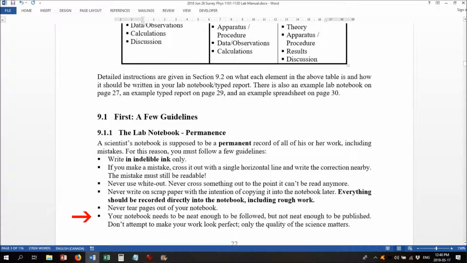So no scrap pieces of paper, put it directly in the book first, and then recopy it if you want to. And just so you know, messy is fine for your lab book. It's okay if you've got things crossed out, whole pages X'd out, arrows and comments in the corners. It's all good as long as it's well labeled and complete. It's the science that counts, not the neatness.